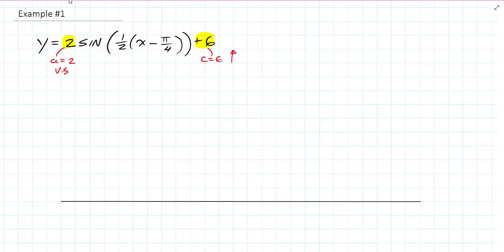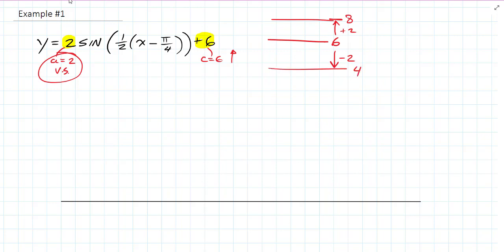Now, the secret here is we want to draw our axis somewhere on this graph paper. So we want to put it at 6. So that would be our middle. So the middle of our graph is going to be at 6. And the amplitude here tells me how much higher and lower I have to go from 6. So the highest I'm going to go is 6 plus 2. So the highest I would go is 8. And the lowest I'm going to go would be 2 below that, right? So it would be 4. So right there, I already know when I draw my sketch, it's going to be going between 8 and 4.